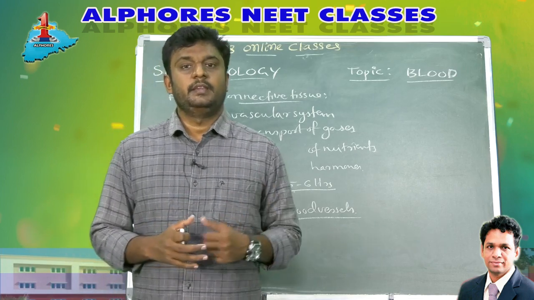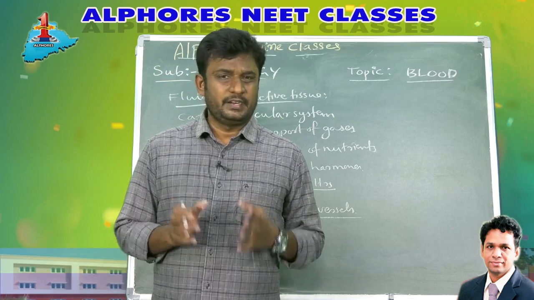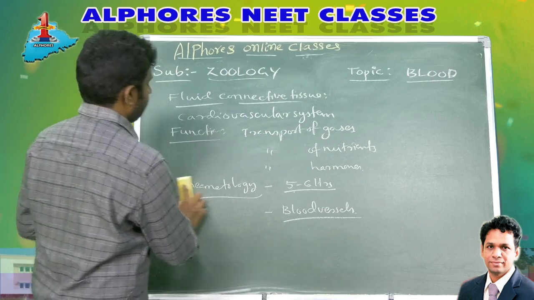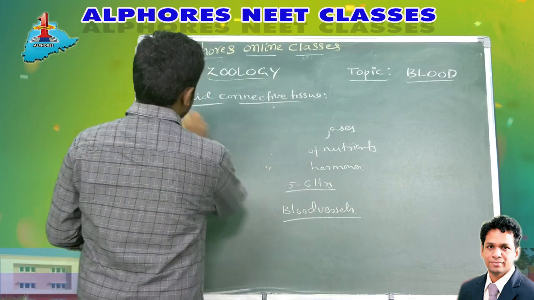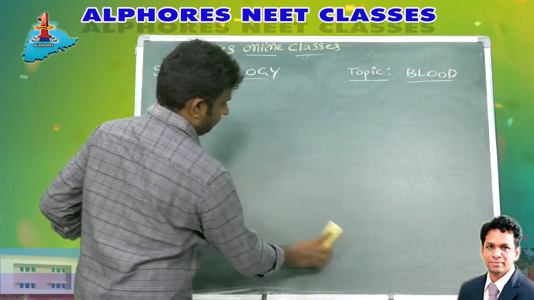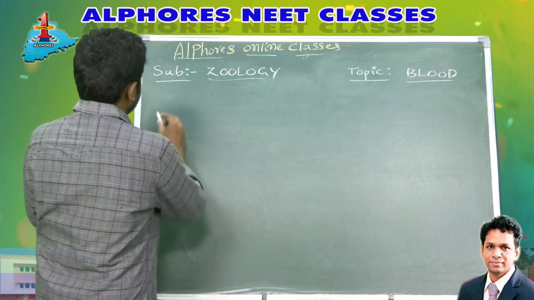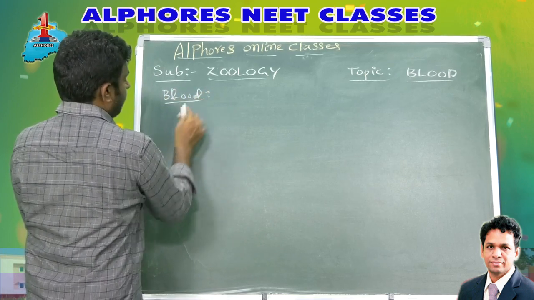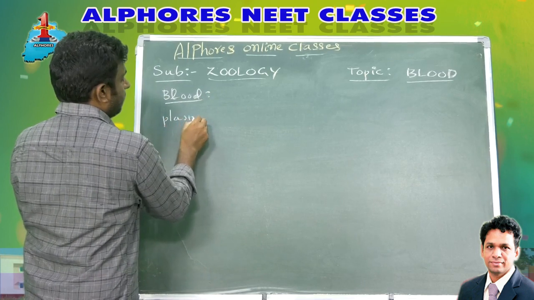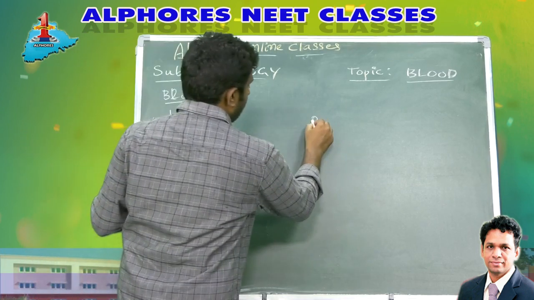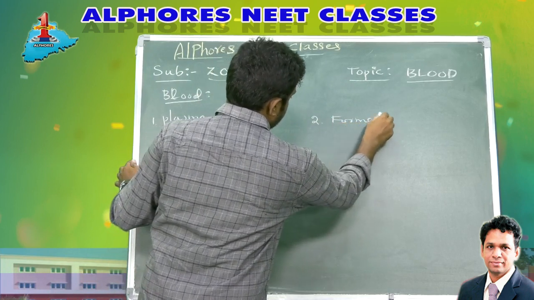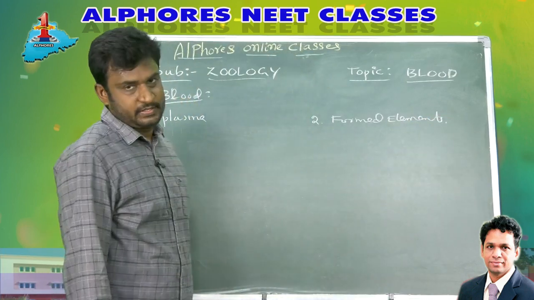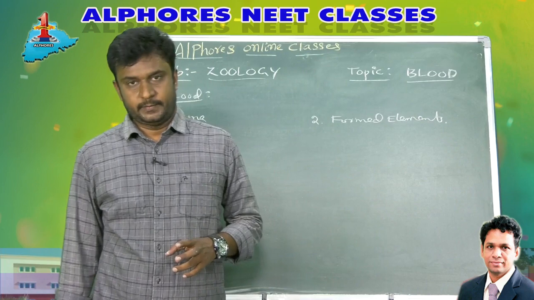General information about the blood. Next, what are the components of blood? Fluid connective tissue, or blood, consists of plasma and formed elements. Plasma and formed elements are the two components present in the blood.